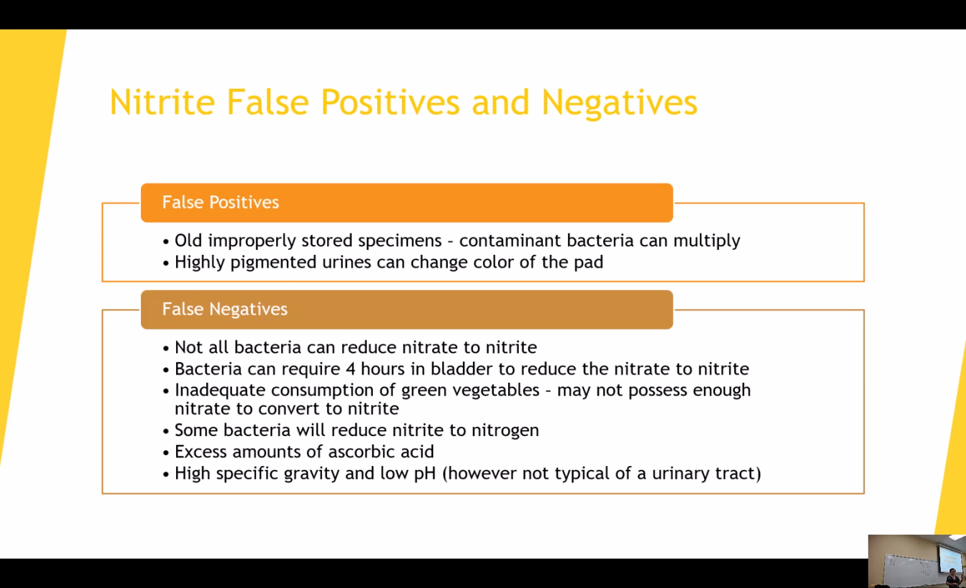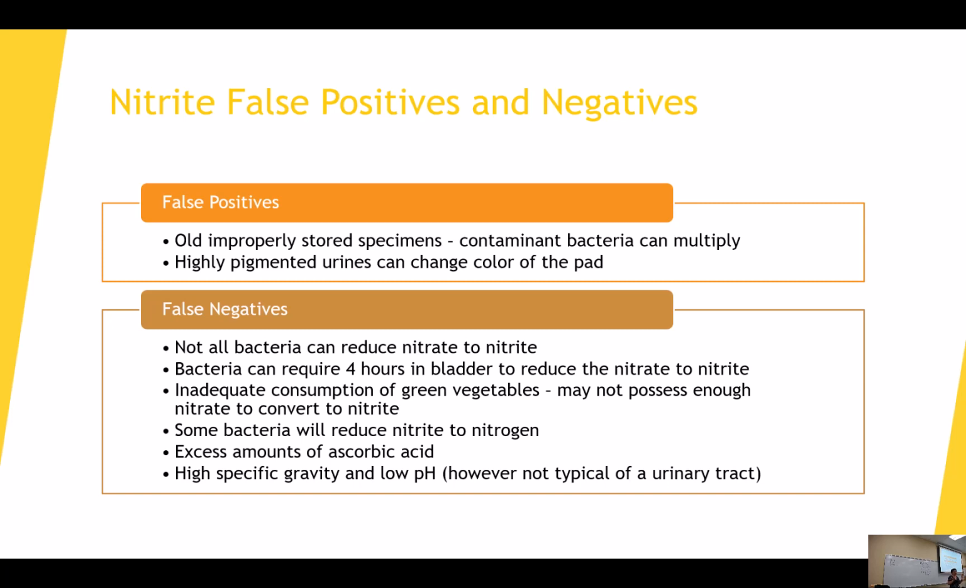Inadequate consumption of green vegetables. If you live on a diet of ramen, mac and cheese, and pizza, you may not have enough green vegetables to have nitrate in your body to convert to the nitrite. Some bacteria are really good at taking that nitrite all the way to nitrogen gas. So you can have a false negative because the bacteria take the nitrate to the nitrite all the way to the nitrogen gas, in which case it misses that intermediary in nitrites.